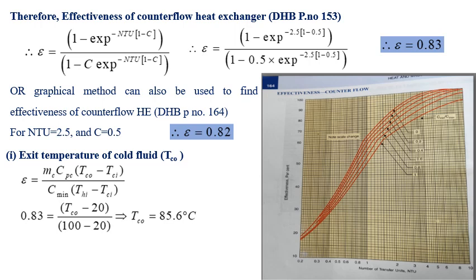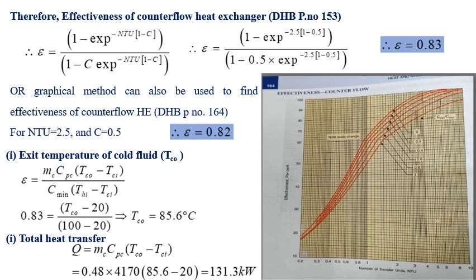After calculating this Tc0, we can calculate the total heat transfer Q, which is equal to mc Cpc into Tc0 minus Tci. Substituting all the values, we get the answer as 131.3 kilowatt. This is the total heat transfer to the cold fluid. I hope you understood this. This is the effectiveness-NTU method. Next we will solve the next type of problem.